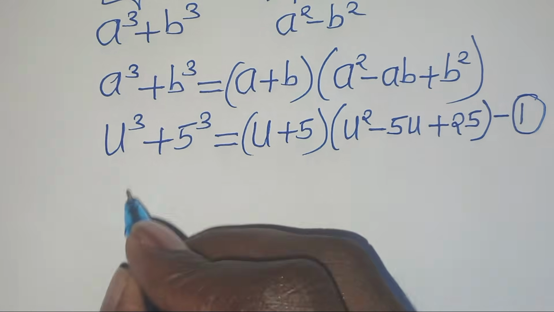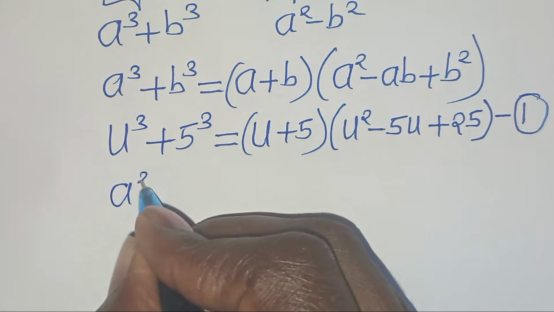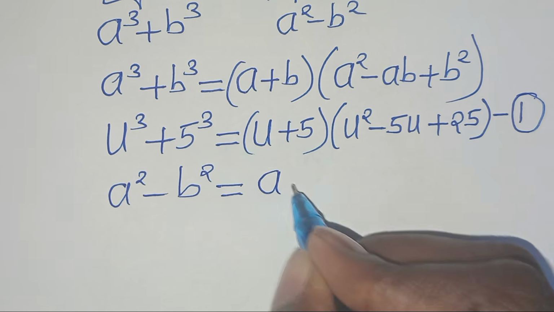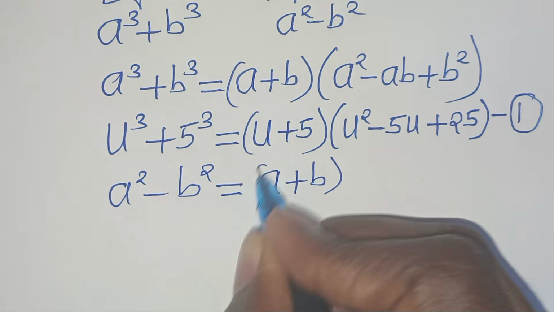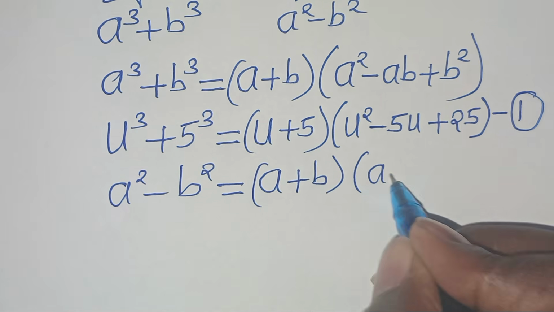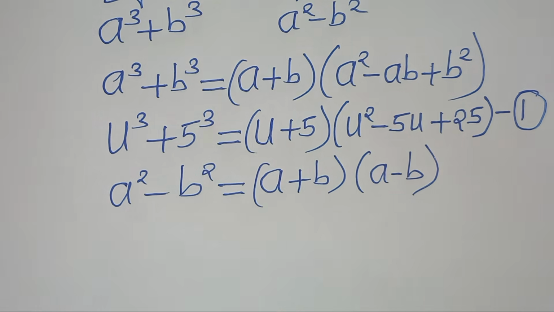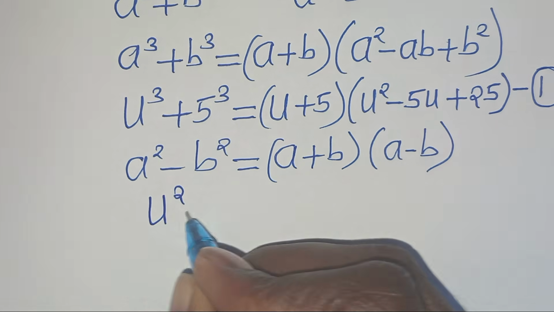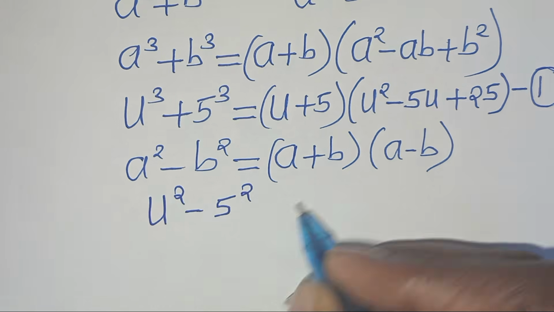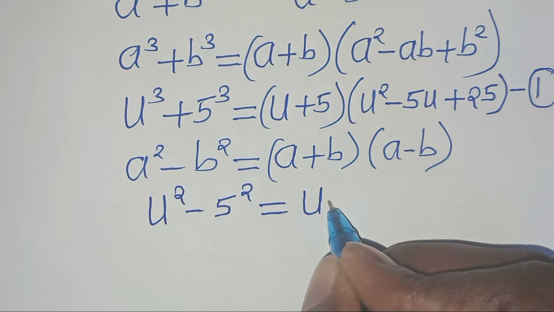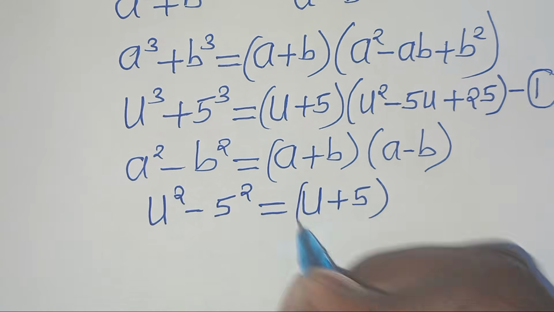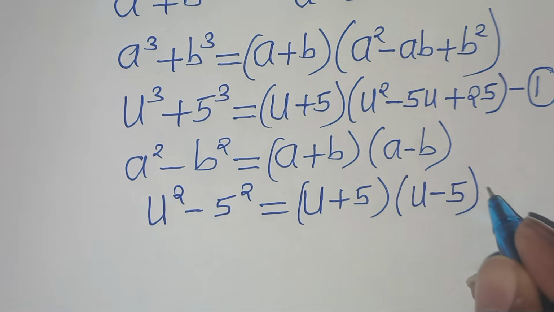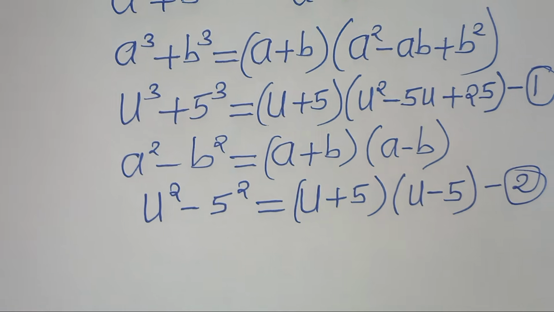The next part is the difference of two perfect squares, expressed as a squared minus b squared, which we can express as a plus b multiplied by a subtract b. So we have u to the power of 2 subtract 5 to the power of 2, which is equal to u plus 5 multiplied by u subtract 5. This is the second part.